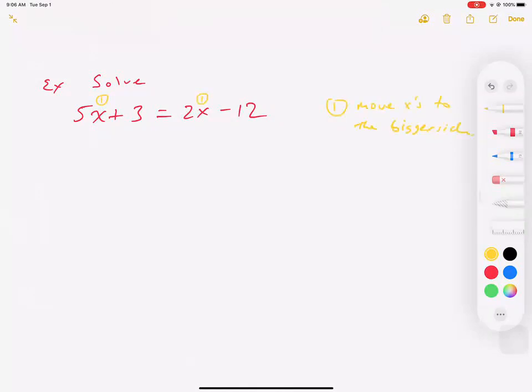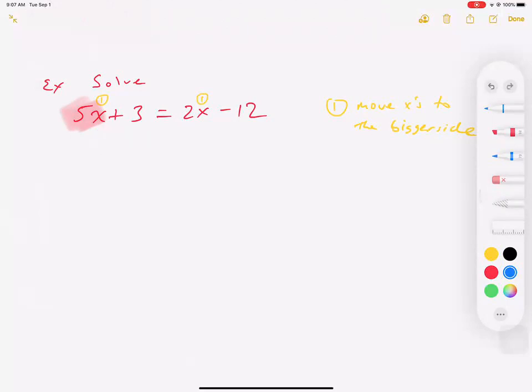It was either the bigger side, or maybe x was alone. In this case, we have 5x and 2x. So I see that 5x has more. If you're hanging out with your friends, do you want to go to their house with more stuff or less stuff? I want to go to the house with more stuff. So I'm going to say, hey, 2x, why don't you come over here and hang out with me?